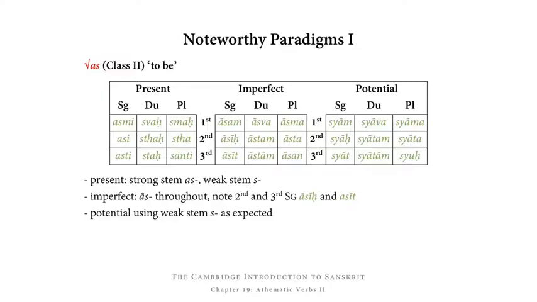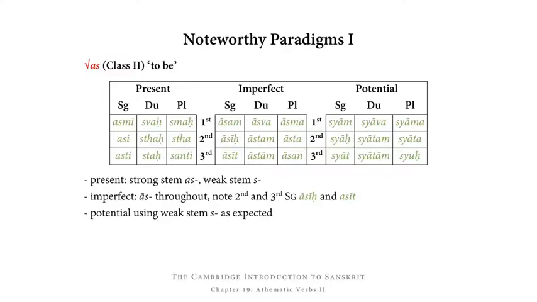In the singular, we thus get the forms asmi, asi, asti. Note that in the second singular, we don't have as-si with the stem as and the ending si, but simply a-si with one s. Then in the dual and plural, we have simply the stem s followed by our endings, and therefore we get swach, stach, stach, smach, sta, santi.